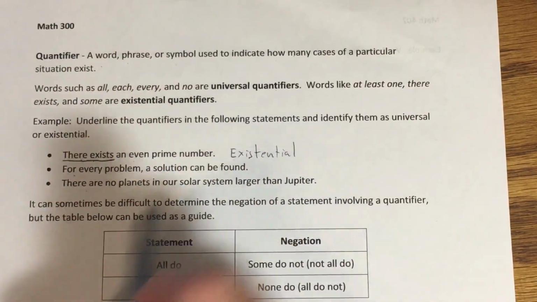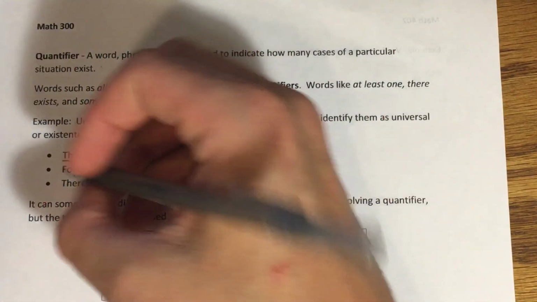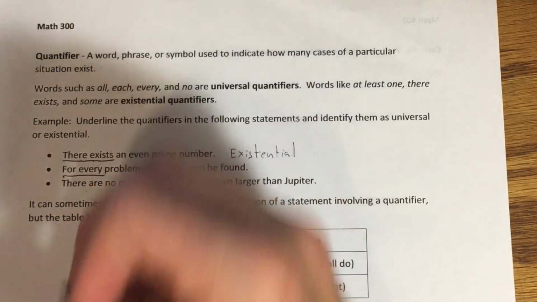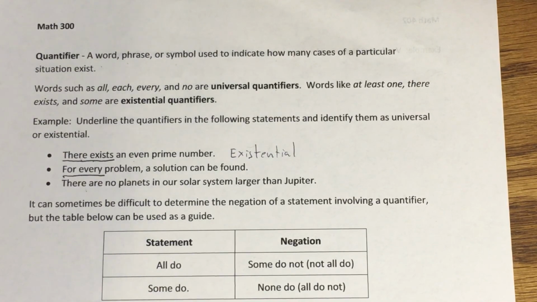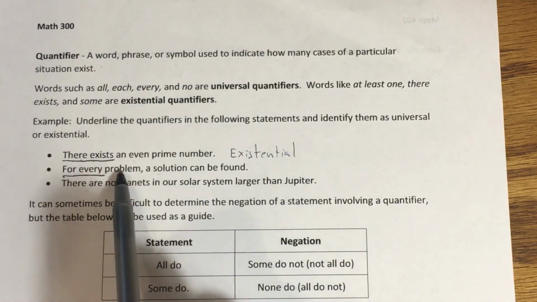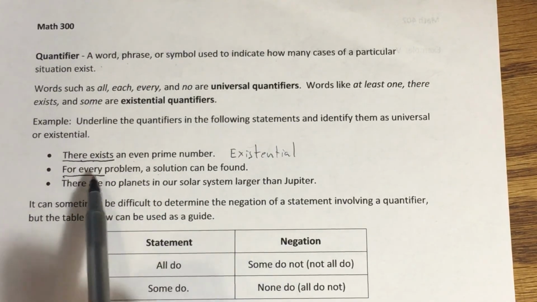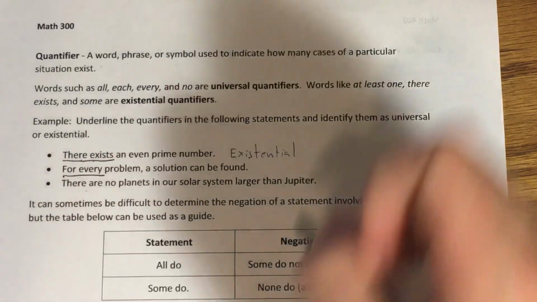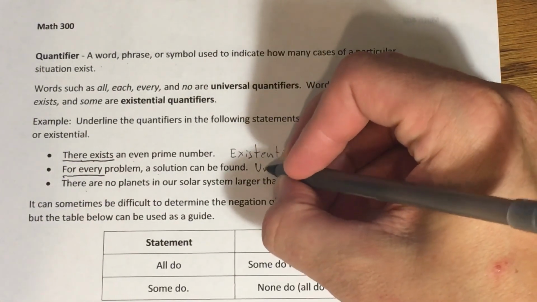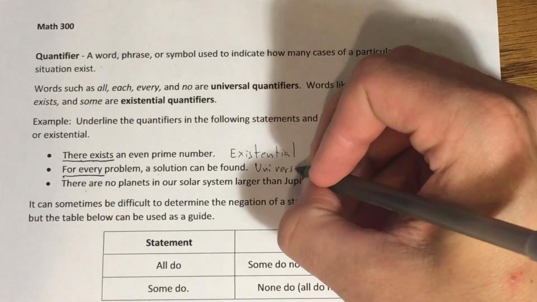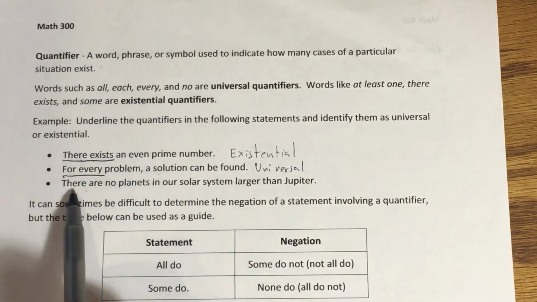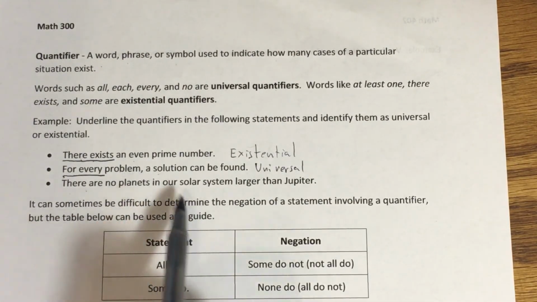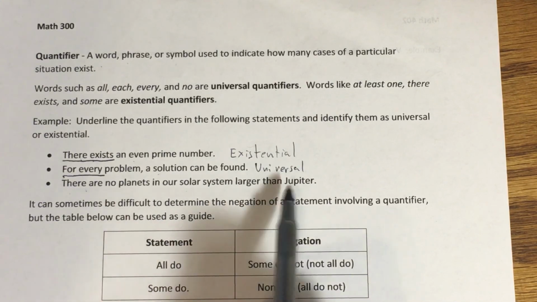Here's another case. For every problem, a solution can be found. For every. That's a quantifier. It's saying something about every problem. It's not saying something about some problems. It's saying something about every problem. That makes it a universal quantifier.